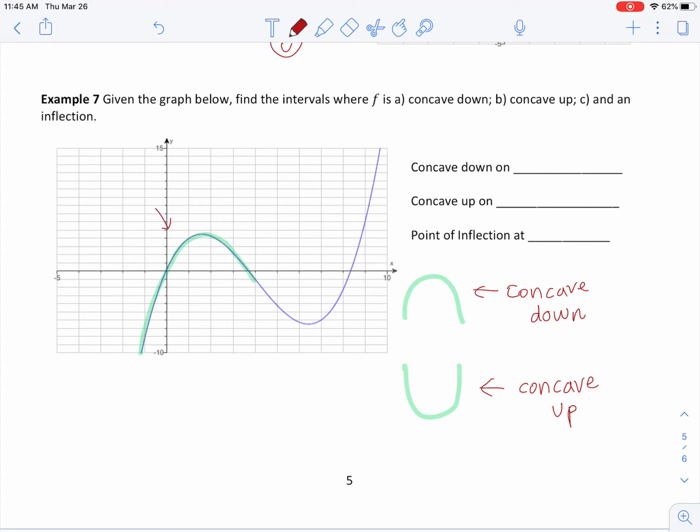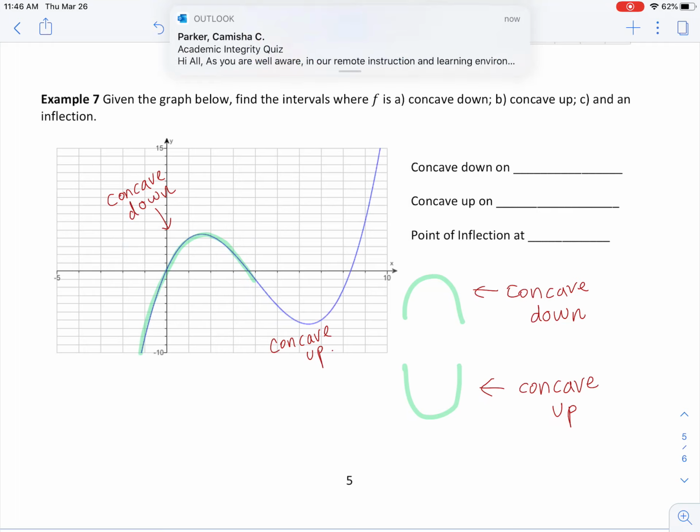I can see this right here. That section right there is concave down. Like, I can see a frowny face right there, right? Oh, upset face. Now, which section is concave up? From that point all the way to the right, I can see this is a little happy little face right there. So this section will be concave up.